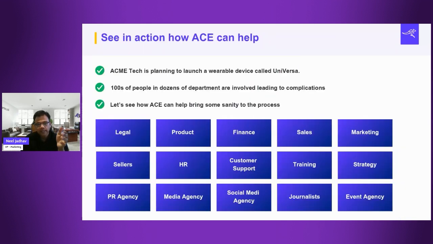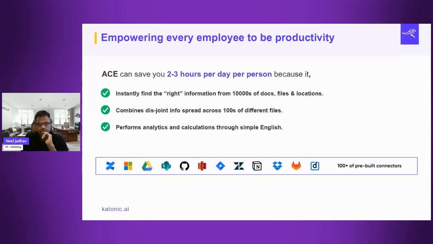So in this case, like I was saying, they are going ahead and launching a device called Universa. There are hundreds of people from tens of departments which are involved, right? Some of them are internal, some of them are external, which means that not every department or every person should have access to all information. So there needs to be access control, there needs to be role-based access, all of those things need to be in play, right? That's what we are going to do here, right?